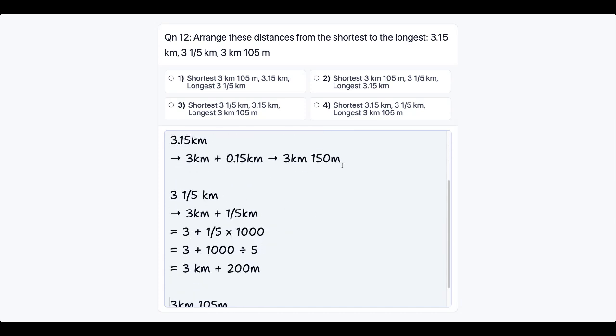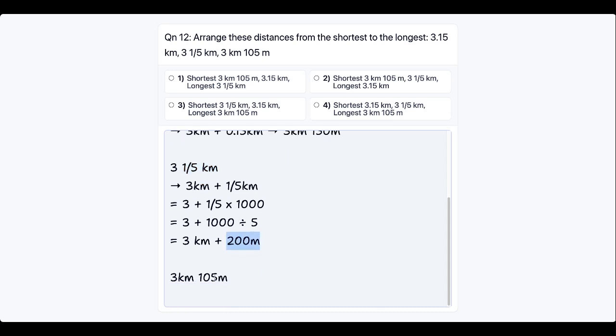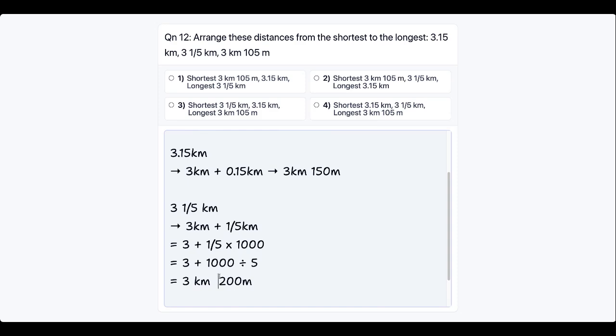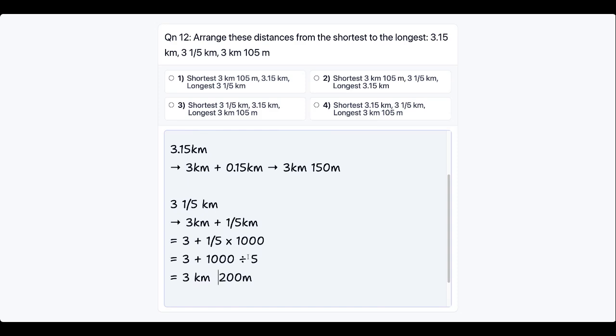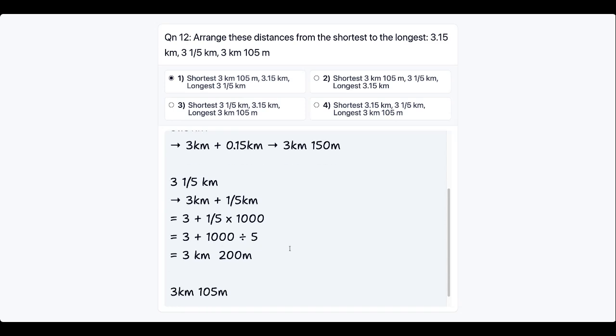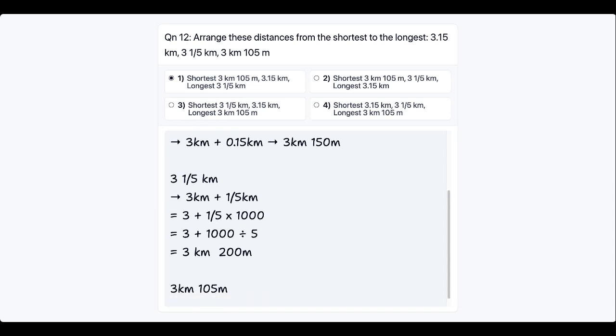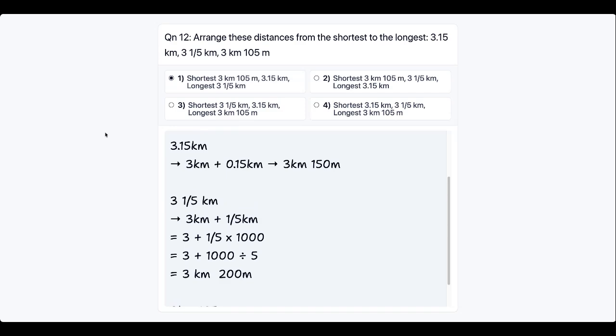We have 3.15, which is 3 kilometers and 150 meters. 3 1/5 is 3 kilometers and 200 meters. And then 3 kilometers, 105 meters. So the longest one is 3 kilometers, 1/5. So longest is 3 1/5. That's what I see over here. And then shortest is 3 kilometers, 105 meters. That's what I see over here as well. Okay, so option number one is the correct answer.